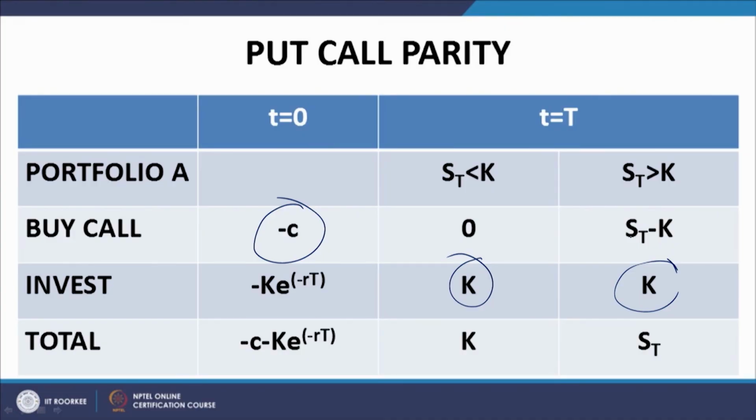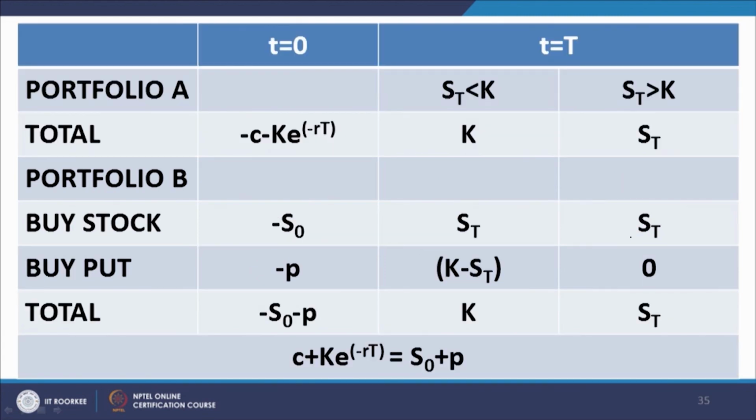So, the net payoff of this combination, a long call and an investment equal to the present value of the exercise price, is K if ST is less than K, and ST if ST is greater than K. Let us look at portfolio B. The portfolio A total I have written up here just to make comparison easy. For portfolio B, we buy 1 unit of the stock that costs S0 at t equal to 0. Because you buy the stock, it is a cash outflow, so it is shown with the minus sign here.